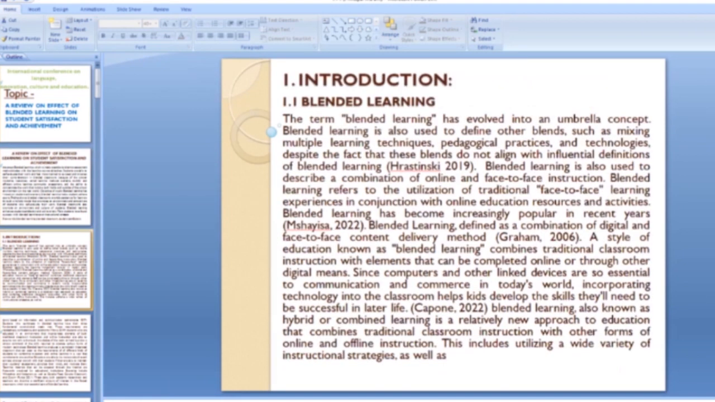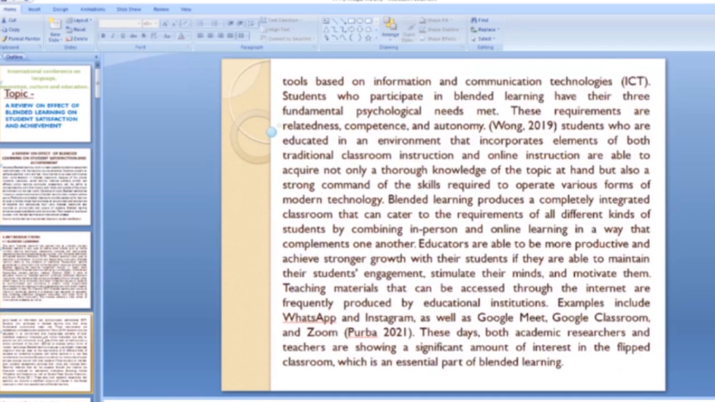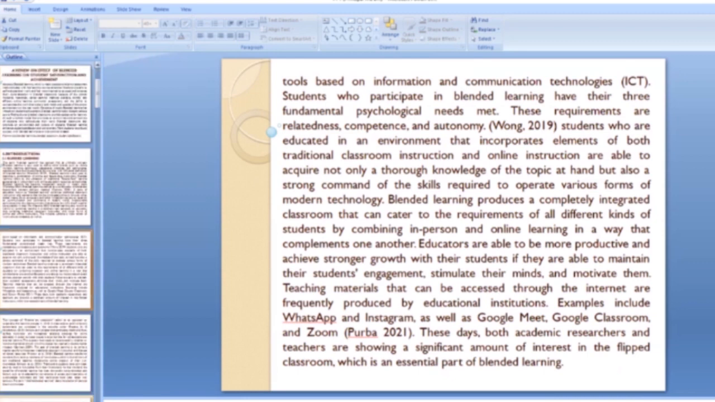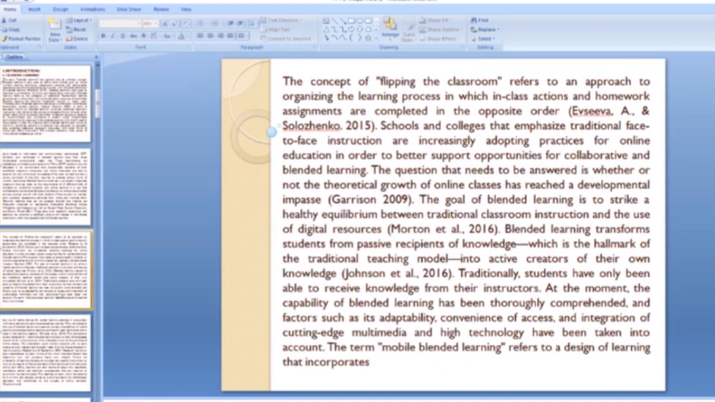Blended learning has evolved into an umbrella concept. Blended learning is also used to define other blends, such as mixing multiple learning technologies, pedagogical practices, and technologies. And it is not just online or face-to-face instruction. In schools also, we have seen that online learning started with the form of projectors. All the books and everything is engaged with new technologies that have been involved with education. So this is learning upon that only.